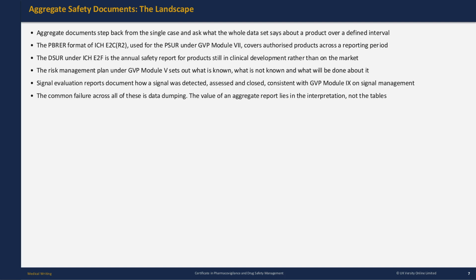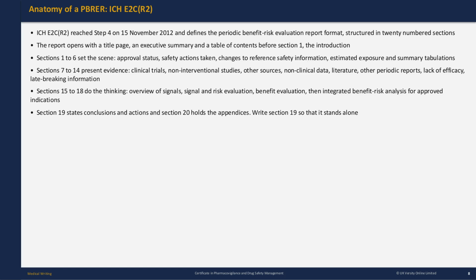The Risk Management Plan under GVP Module V sets out what is known, what is not known, and what will be done about it. Anatomy of a PBRER, ICH E2C R2. ICH E2C R2 reached Step 4 on 15 November 2012 and defines the Periodic Benefit Risk Evaluation Report format structured in 20 numbered sections.